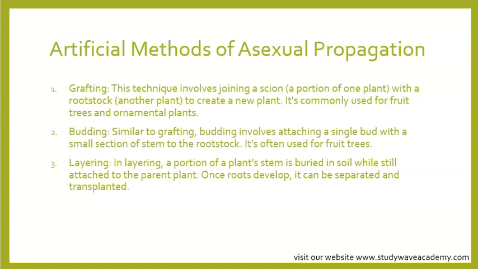Think of bending a branch of a plant down to the ground and covering it with soil while it's still connected to the parent plant. Roots grow from the buried part and then it's separated to become a new plant. This method helps people control what kind of plants they grow, making sure they have the traits they want. Okay? Do we understand?